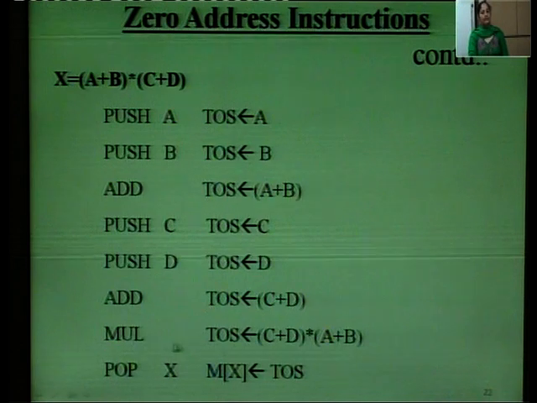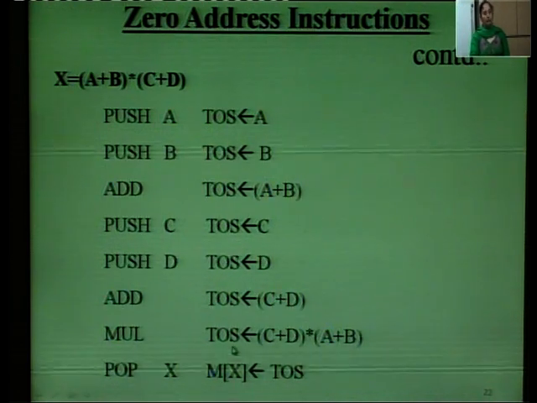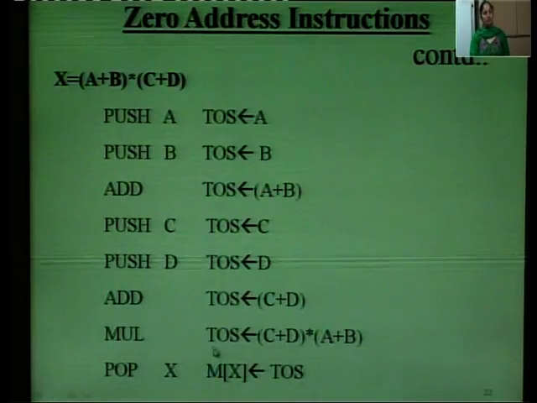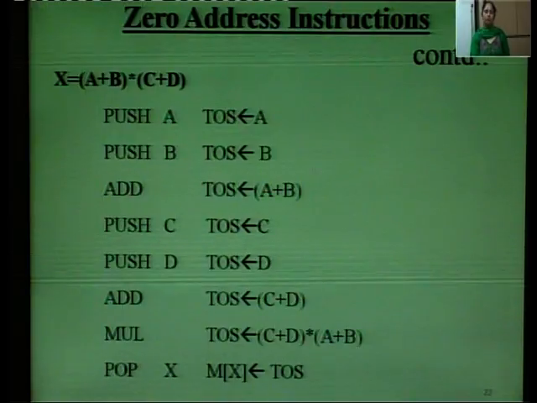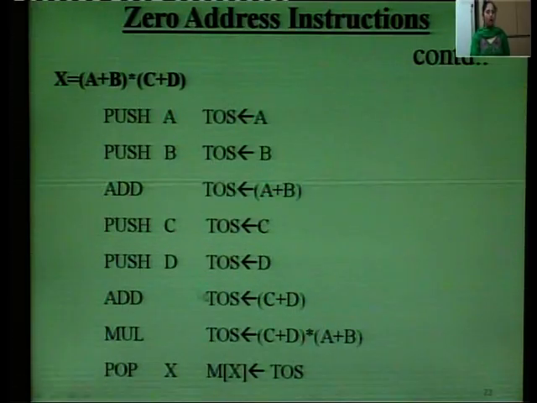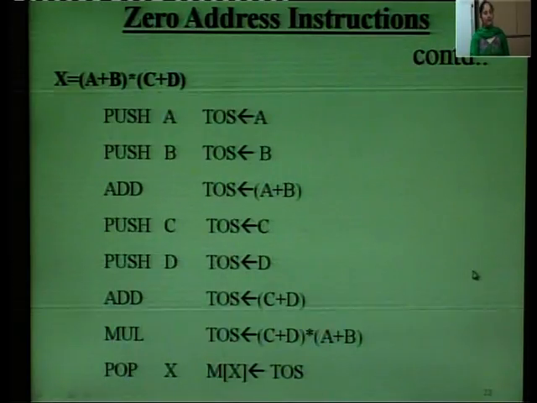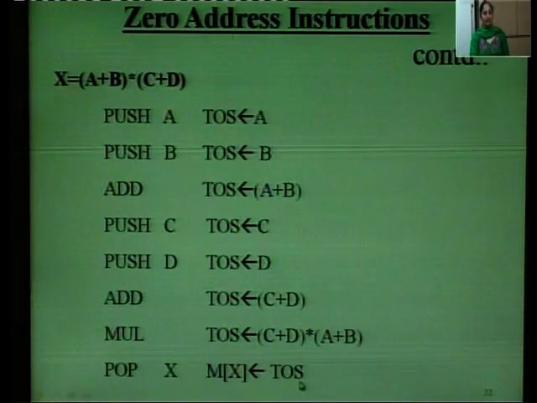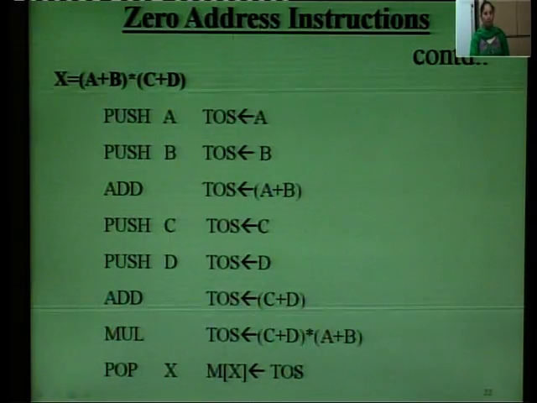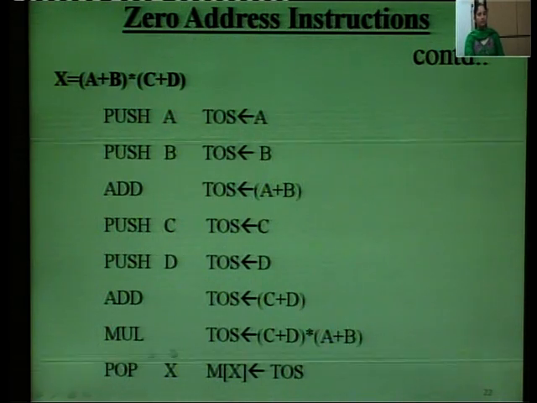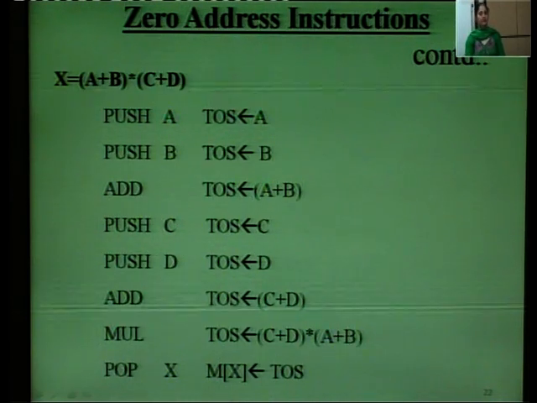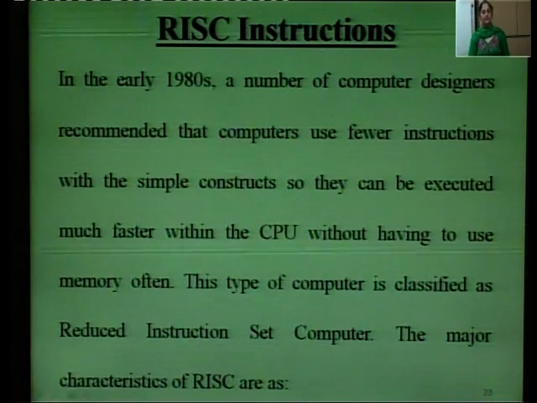Next, after storing the result on the top of the stack, after finishing this instruction we want to pop all these operations for performing the next instruction. Now pop x means the top of the stack item, which is our result, is stored in the x register, and after that we pop that x register for the next instruction execution. Next is the RISC instructions.